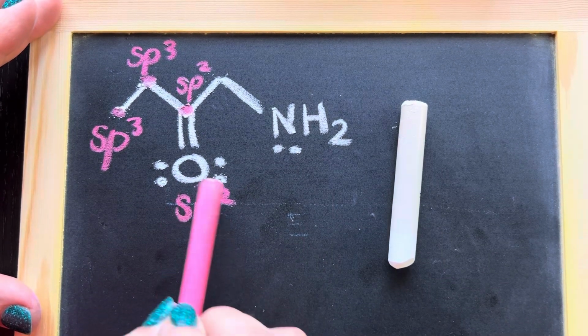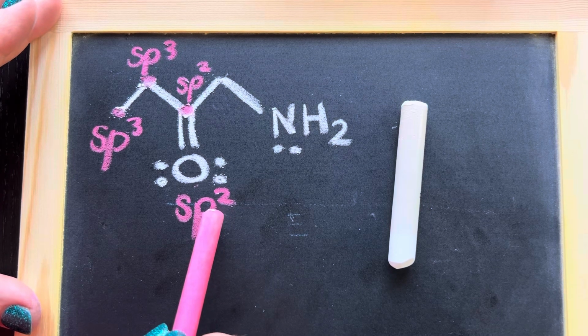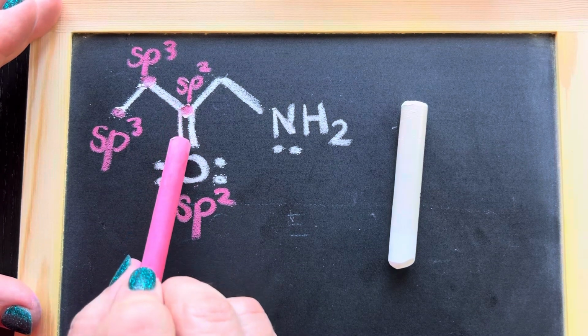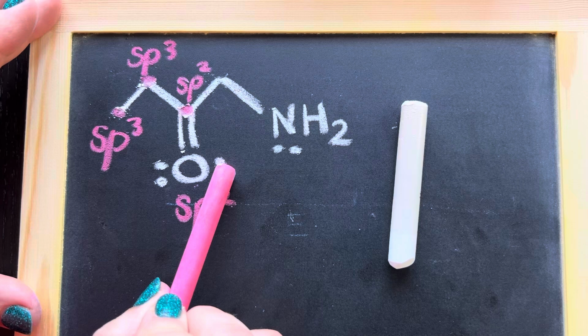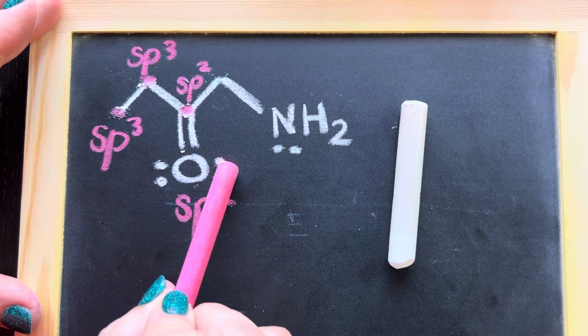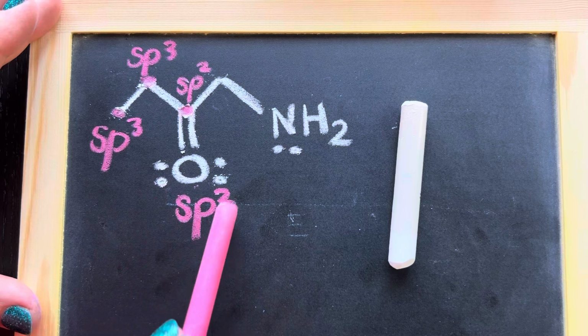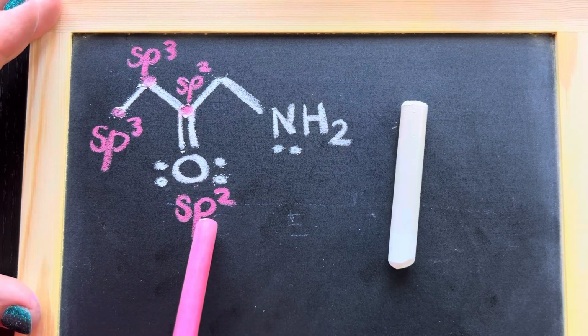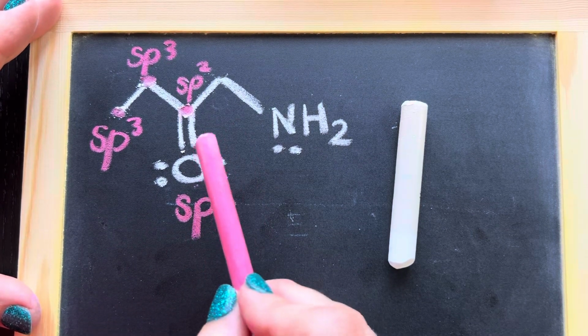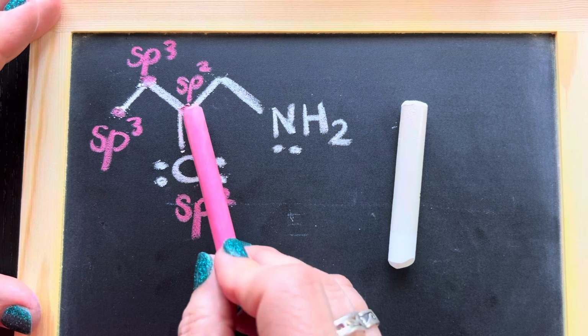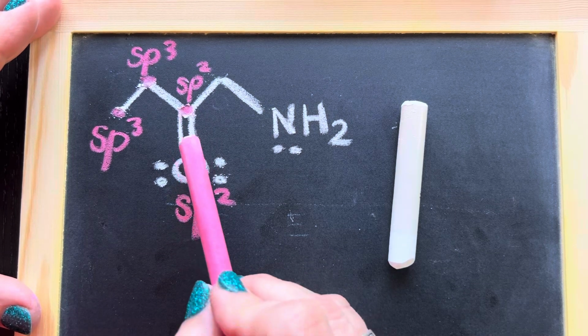The sp2 hybridized orbitals are used for sigma bonds and to hold lone pairs. So we have 3 of those hybridized orbitals, which are sp2, and then there's one leftover unhybridized p orbital that creates that double bond to the carbon.